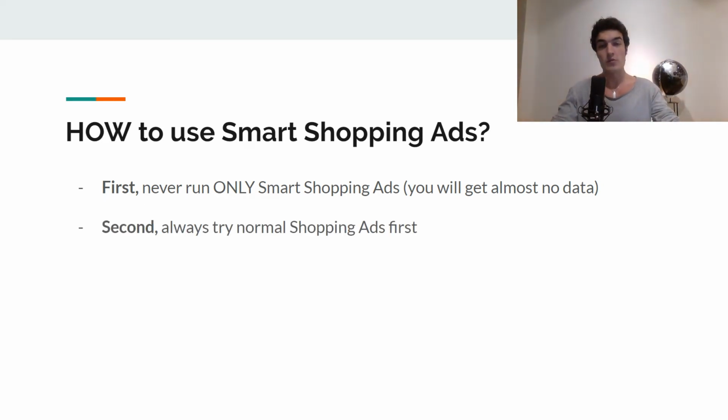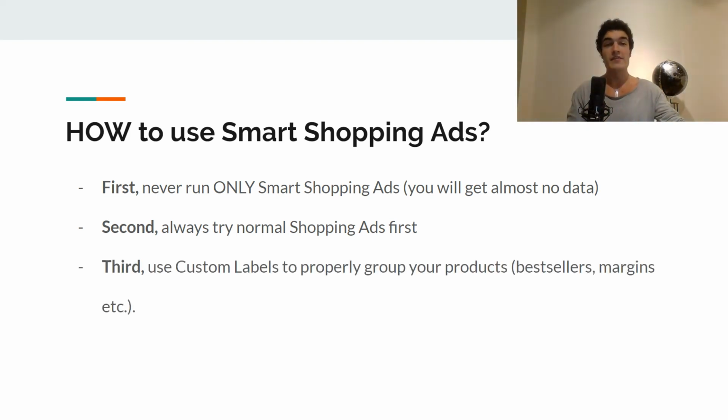Second, always try normal shopping first. That kind of goes hand in hand with that, right? Try normal shopping first, get data, get search terms, get ideas what's working, then use smart shopping to test other products, test products that didn't work before, or maybe even use it to scale products. I recommend that you use them in a separated way, and that third, you use custom labels to properly group your products.